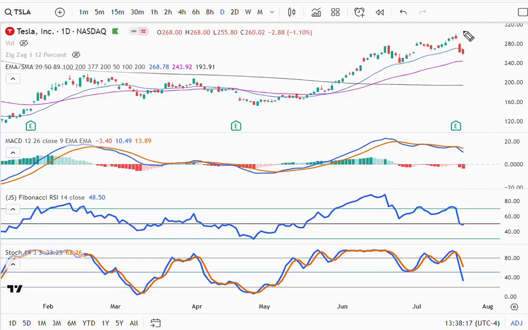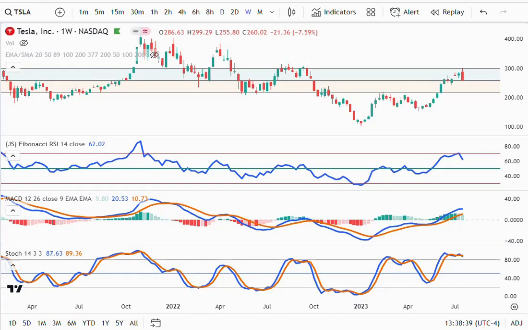So based on the price structure right now, the fact that it has made a lower low on a daily basis, the fact that it's below the daily 20 EMA and RSI below 50, I'm beginning to see some weakness on a daily time frame. Right. So that said, let's have a look at the weekly time frame and what we can see.